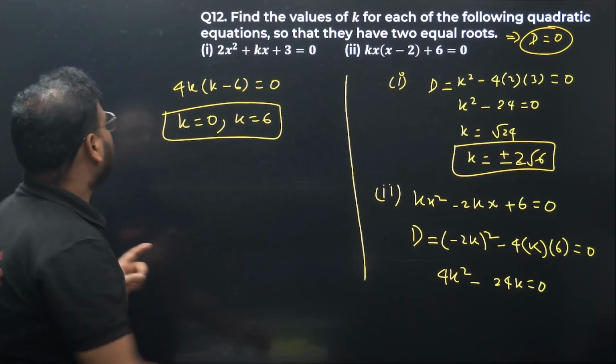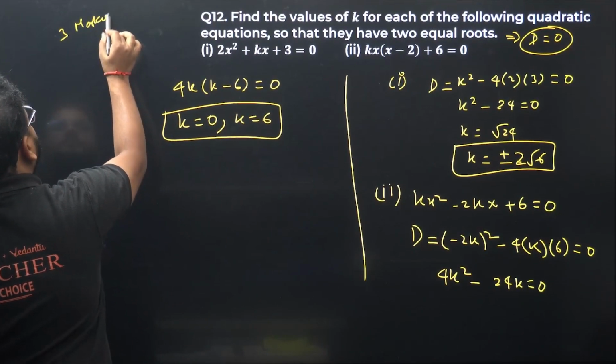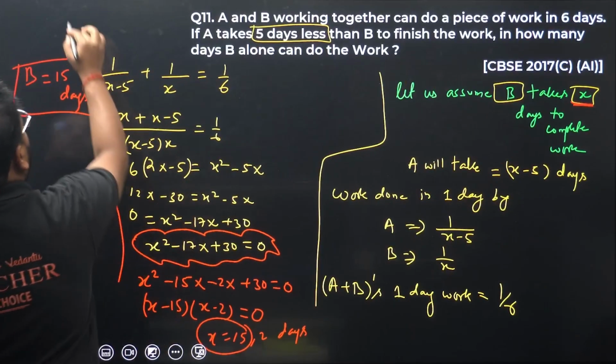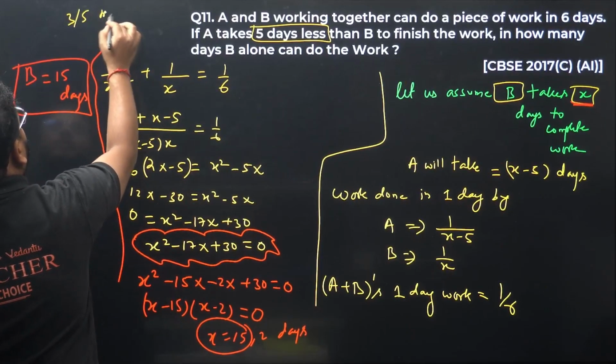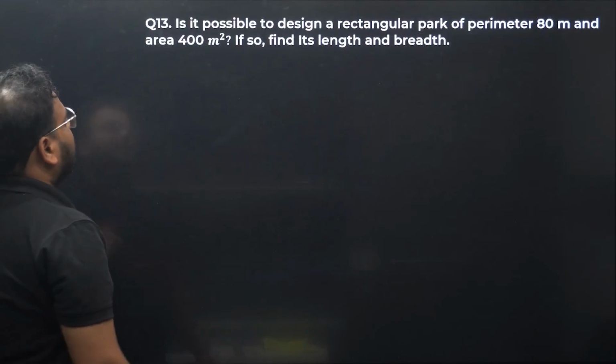Okay. This can be a 3 marker. Even the previous question can be a 3 marker or 5 marker. Okay. Got it? Question number 13 now.